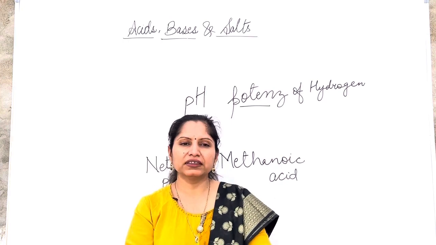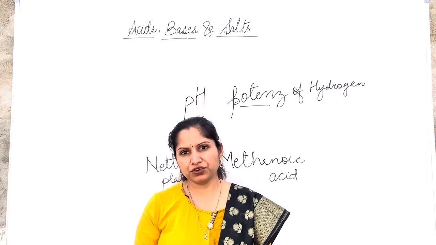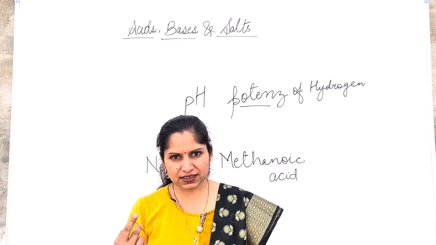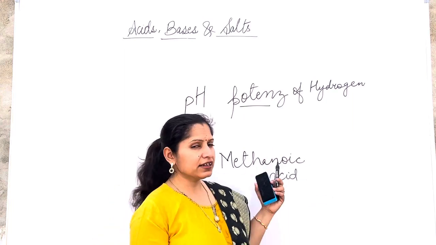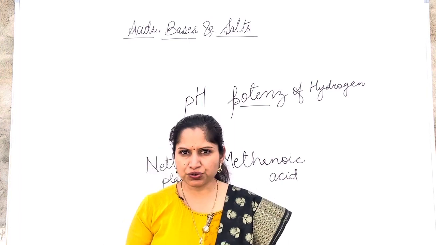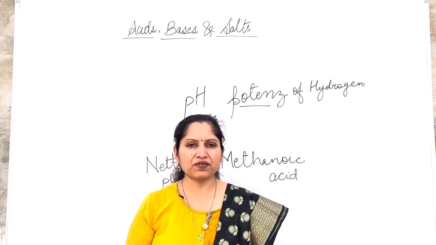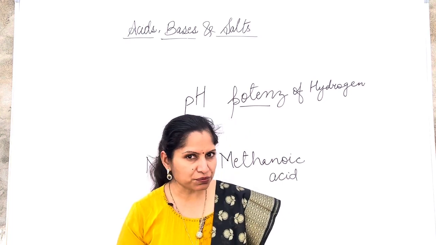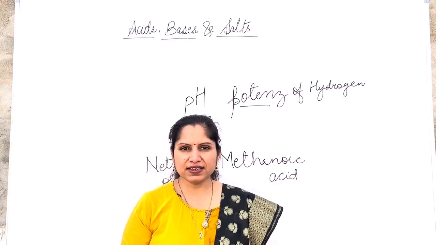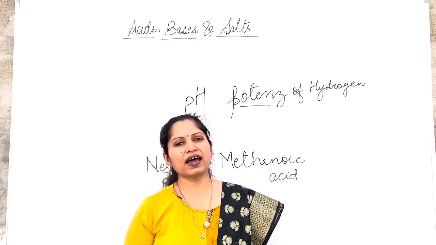Then we should know some of the common acids present in some common day-to-day items, such as ant sting. You all know it's methanoic acid. Bee sting also methanoic acid. Nettle plant also methanoic acid. But what about lemon juice? Lemon juice has citric acid. Orange juice, that is also having citric acid. What about tomato? Tomato is having oxalic acid. And tamarind is having tartaric acid.